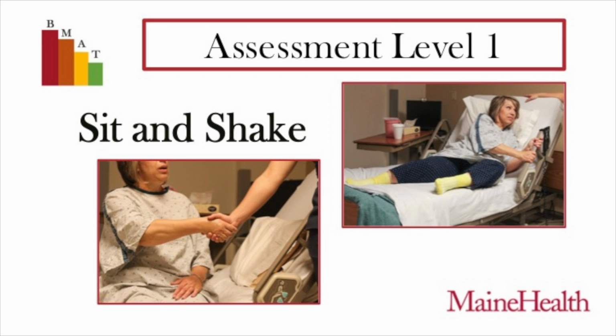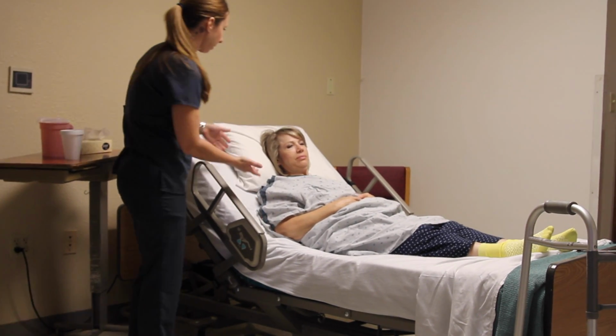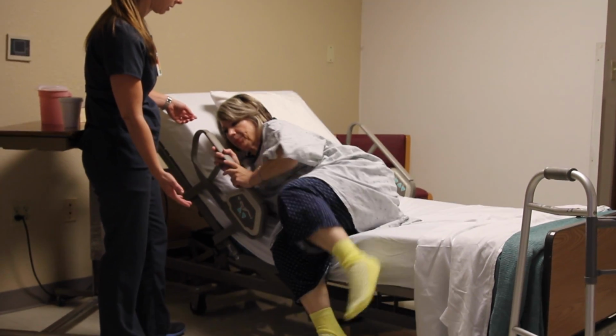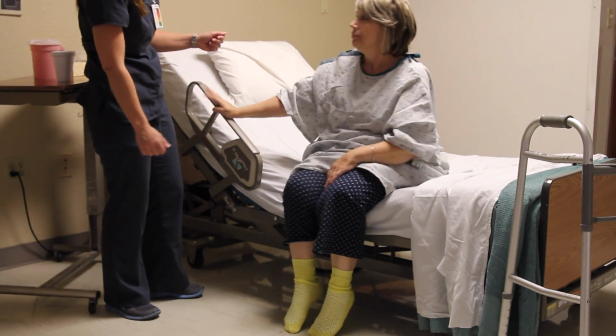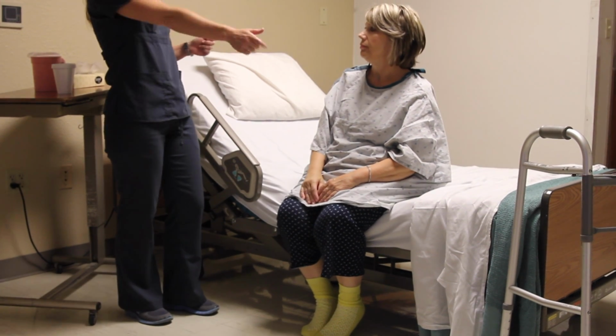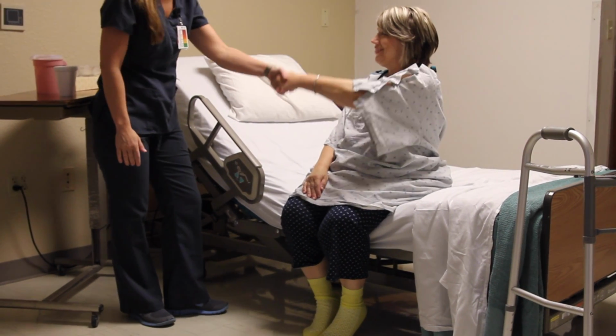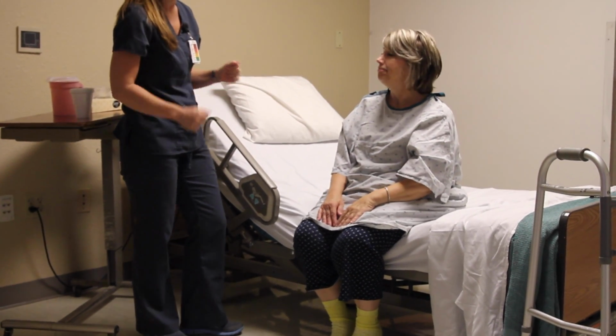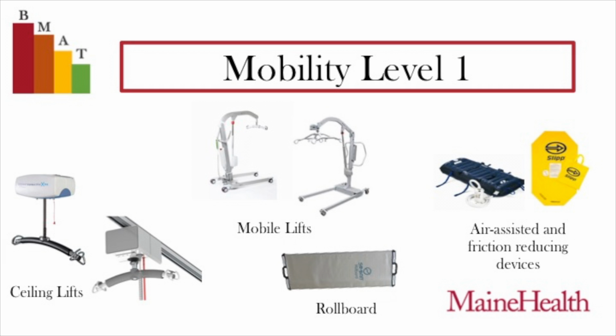Sit and shake, assessment level 1. Ensure your patient is able to follow directions. Ask your patient to come to the side of the bed, using the handrail if needed, but do not offer physical assistance. Next, ask your patient to reach across midline to shake your hand, assessing for seated balance. If your patient is unable to complete the tasks of assessment level 1, your patient is considered mobility level 1. Consider using some of the safe patient handling equipment seen here to move and mobilize your patient.